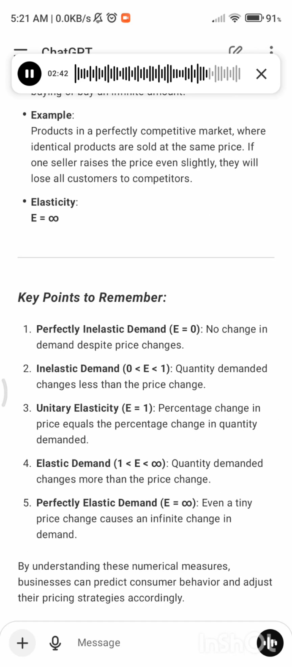Key points to remember. 1. Perfectly inelastic demand, E equals 0. No change in demand despite price changes. 2. Inelastic demand, 0 < E < 1. Quantity demanded changes less than the price change. 3. Unitary elasticity, E equals 1, percentage change in price equals the percentage change in quantity demanded. 4. Elastic demand, quantity demanded changes more than the price change. 5. Perfectly elastic demand, E equals infinity, even a tiny price change causes an infinite change in demand. By understanding these numerical measures, businesses can predict consumer behavior and adjust their pricing strategies accordingly.